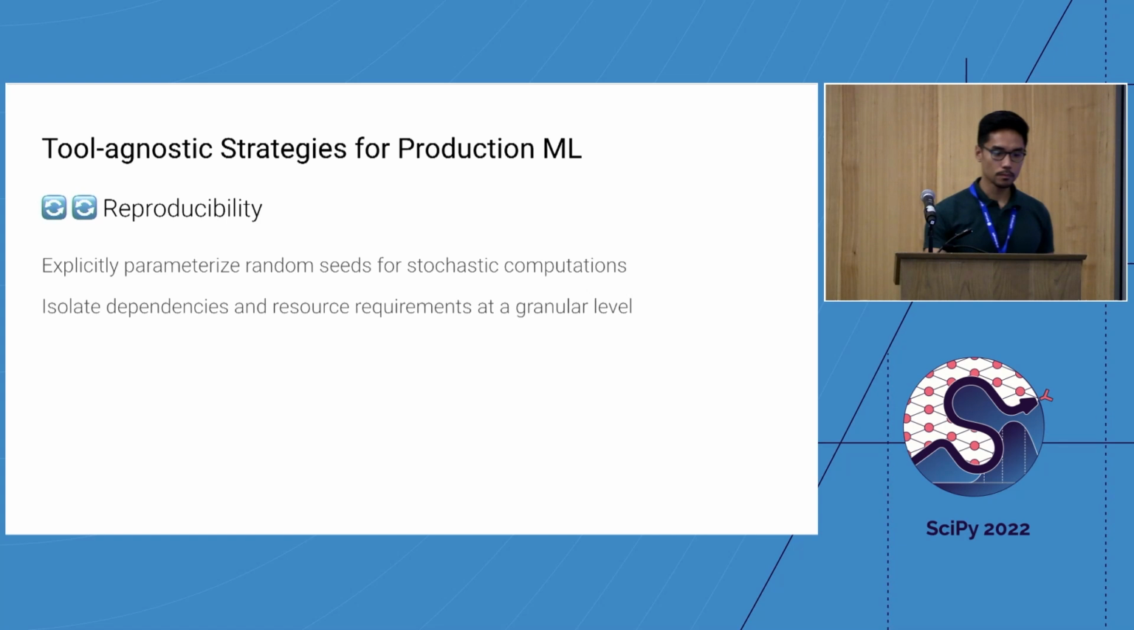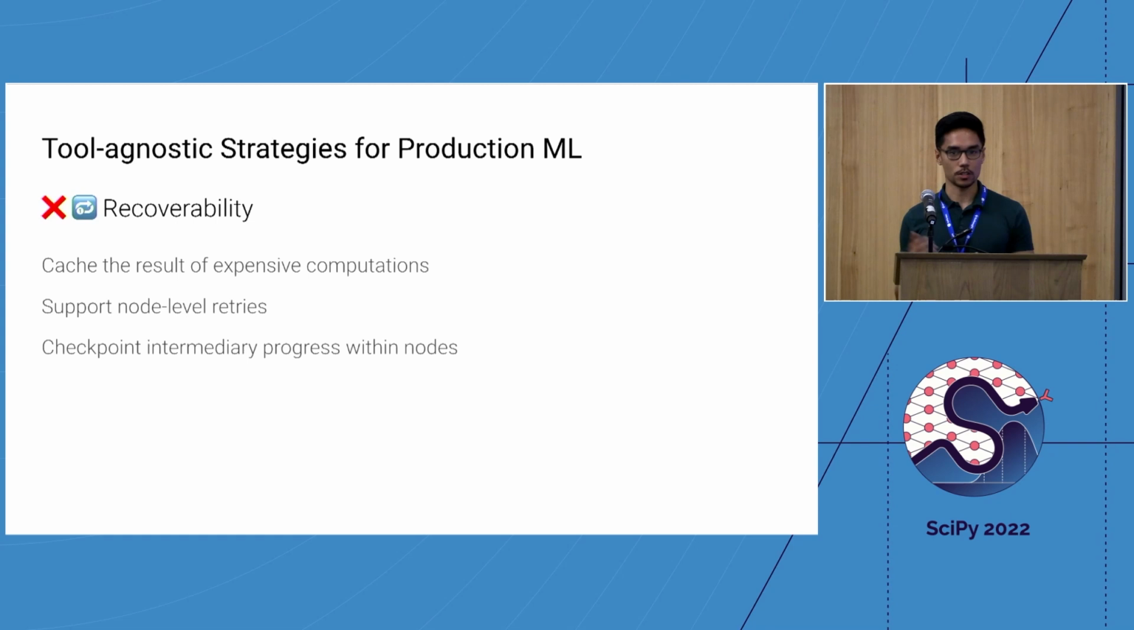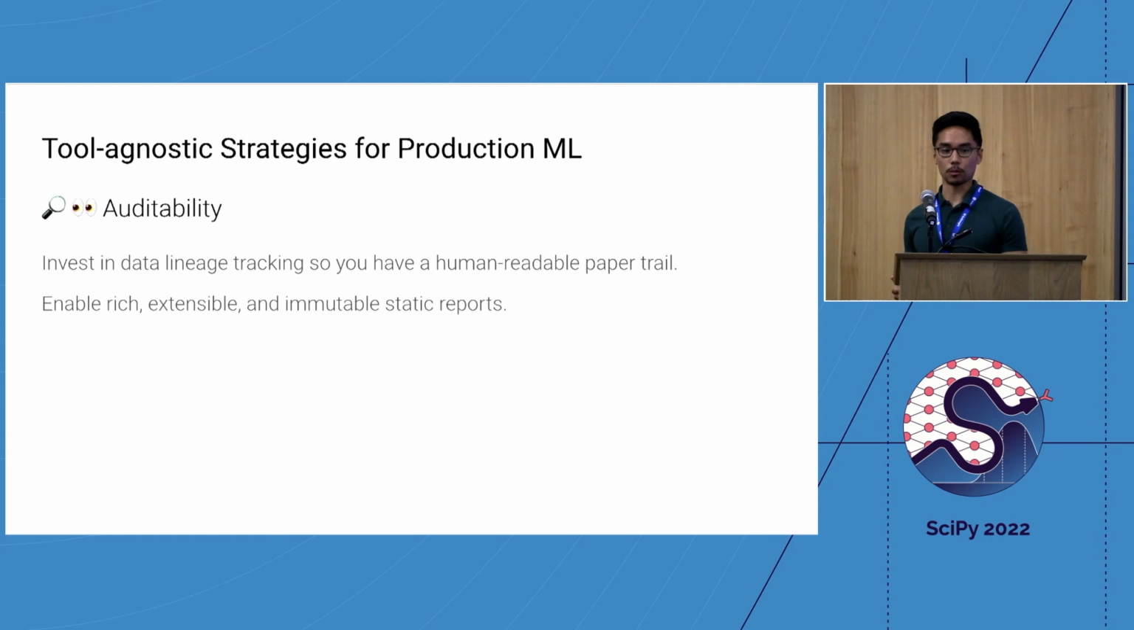On the recoverability part, I showed you caching, which is nothing new, supporting node level retries and checkpointing intermediary progress within nodes. This is something I didn't show either, but you can checkpoint within a task the progress of your training run, so you can save your model every number of epochs. And finally, on the auditability piece, it's good to invest in some kind of data lineage tracking system, so you have a human readable paper trail, and a system that enables rich, extensible, and immutable static reports.